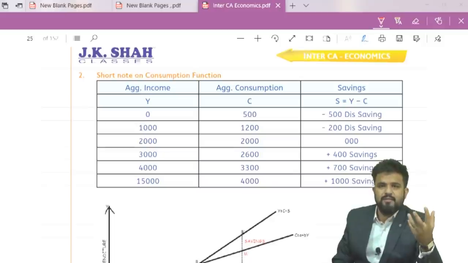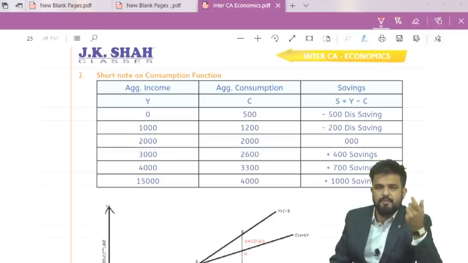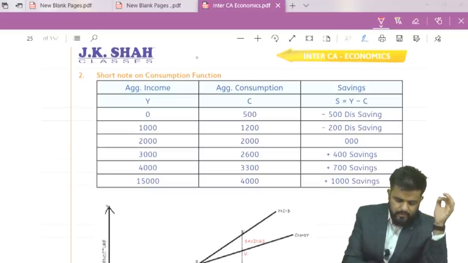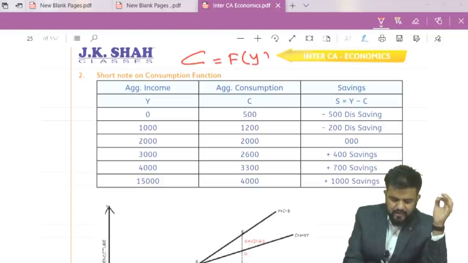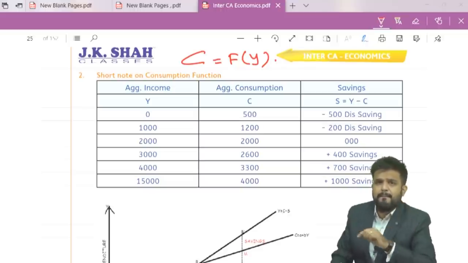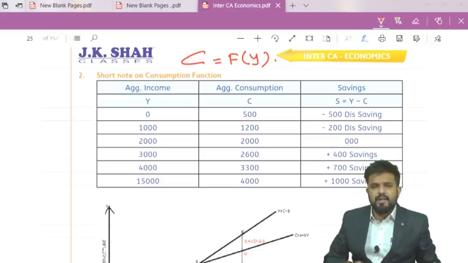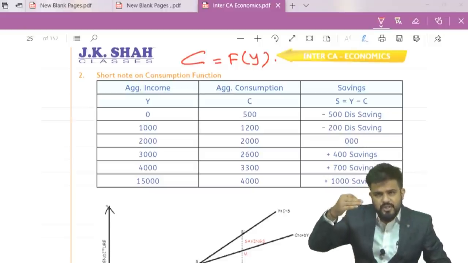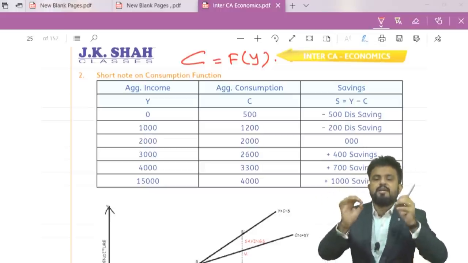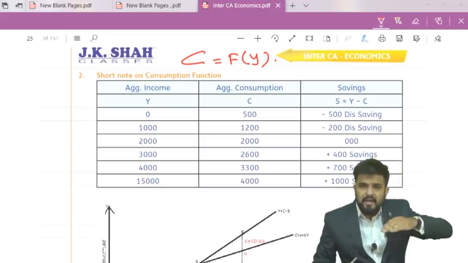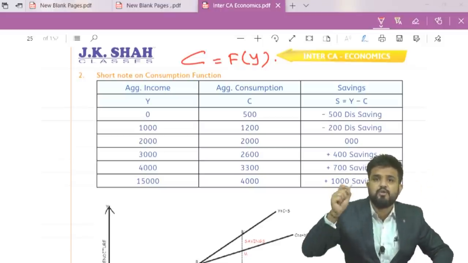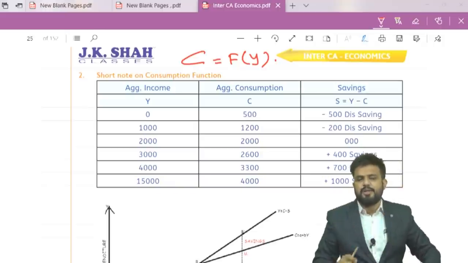Now this concept is given by J.M. Keynes. He has given one concept, that is the psychological law of consumption. Basically, according to him, C is a function of Y, that is, consumption is a function of income. Now students, please understand, as income of the person increases, his consumption also increases. We may start buying and consuming more goods and services. But when again his income increases, this time his consumption will increase, but at a diminishing rate.